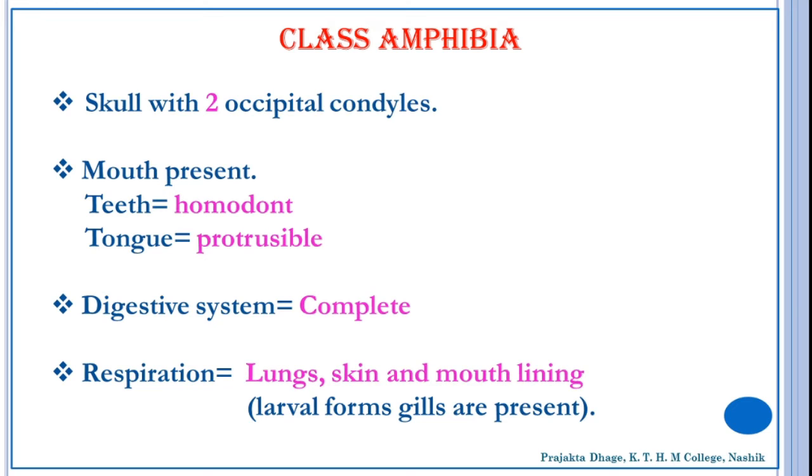Homodont teeth are teeth that are all going to be similar in size and shape, right? Such teeth are referred to as homodont teeth. These homodont teeth are located both in the upper as well as the lower jaws. So you will find teeth in both jaws, and the teeth are going to be homodont type, which are all similar in size and shape.